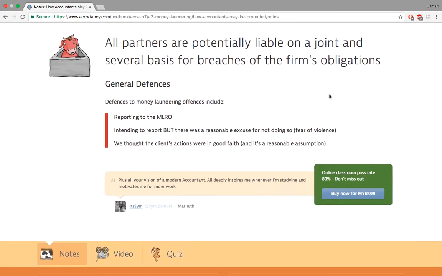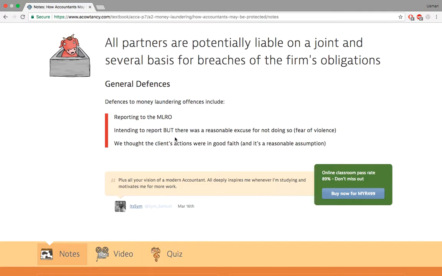All partners are potentially liable on a joint and several basis for breaches of the firm's obligation. Now, defenses to money laundering offenses include that you report to the MLRO, the money laundering reporting officer. If he's sitting over there, you need to tell him. If you know something is happening, say, dude, there's some unusual things going on in the company. Can you look at this? I think they're laundering money. And that guy will be like, yeah, let's see, let me finish this movie first. And maybe it's too late by then. But in your defense, you already told the MLRO, so he's in trouble. His ass is on the line now. So yeah, you're good.